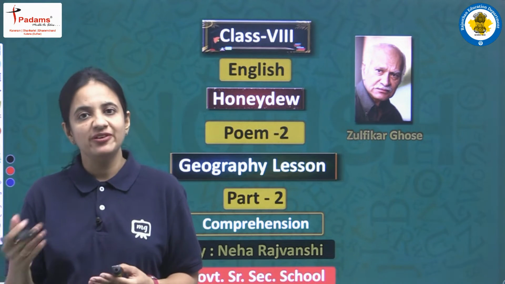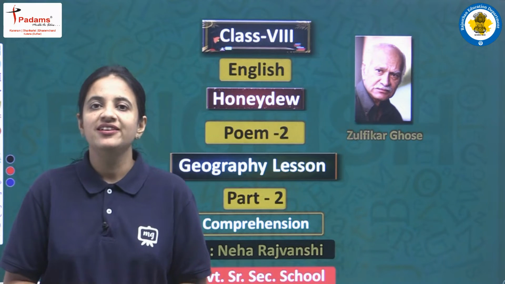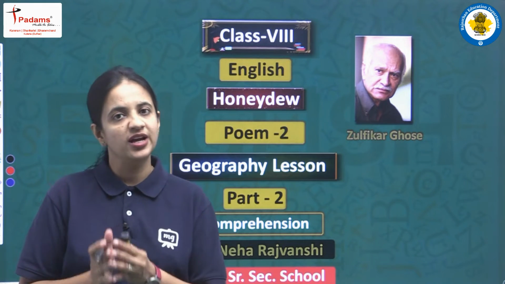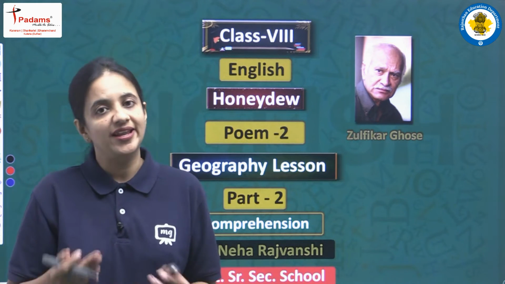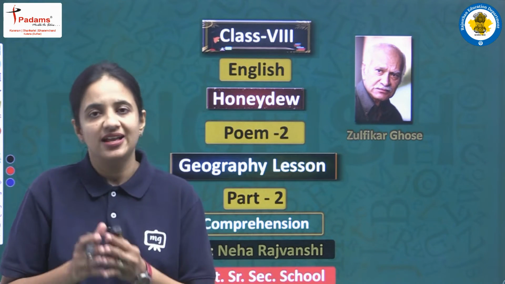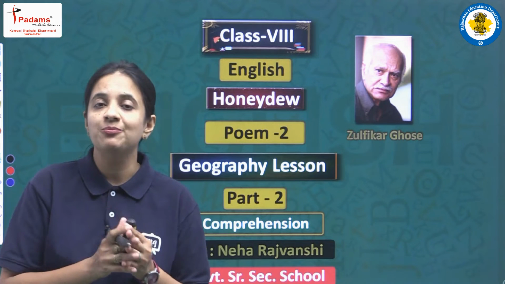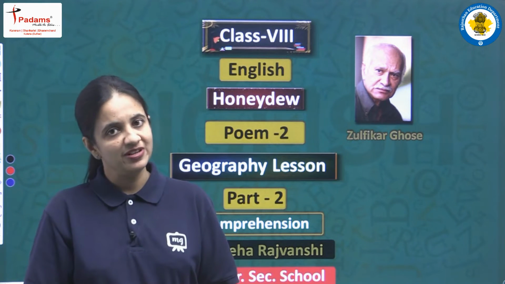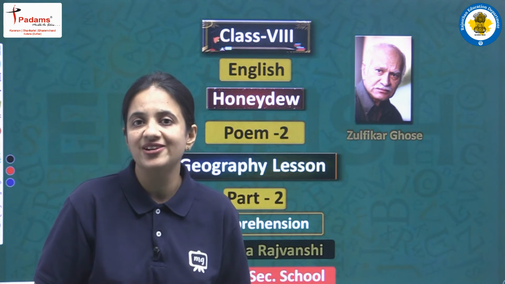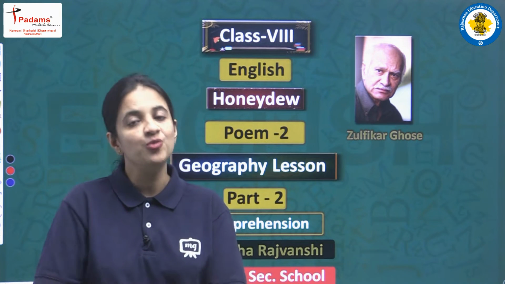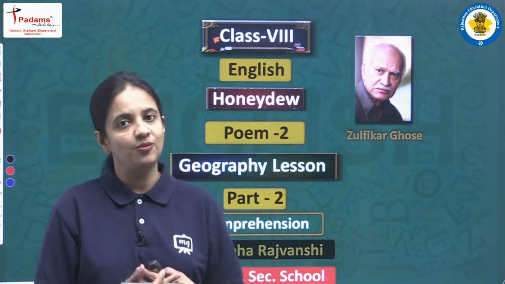So students, in the previous video we completed reading our second poem from the book Honeydew. The name of the poem is Geography Lesson. This is a very interesting, very easy poem, and it has a very great message for all of us. In the previous video we saw the explanation part and discussed all the literary devices in the poem, and in today's video we will see the comprehension part.